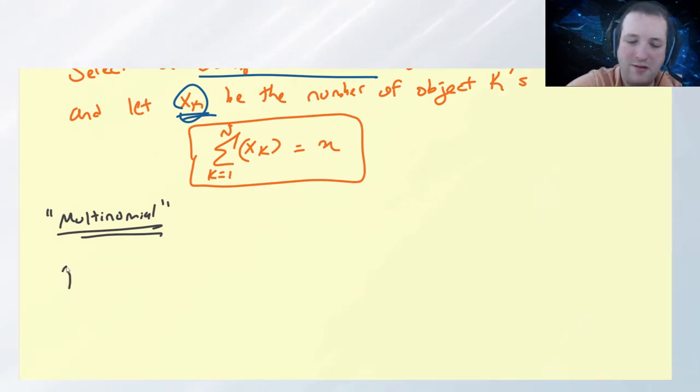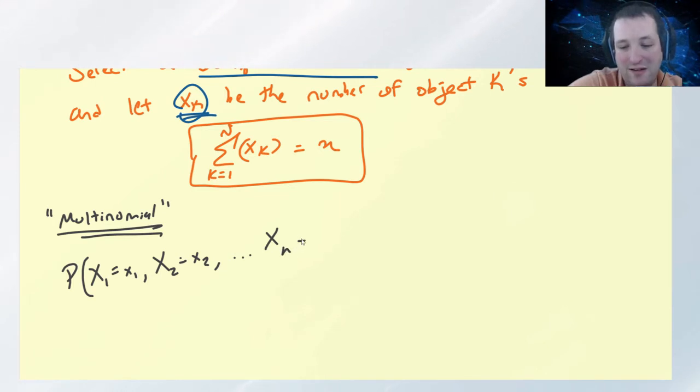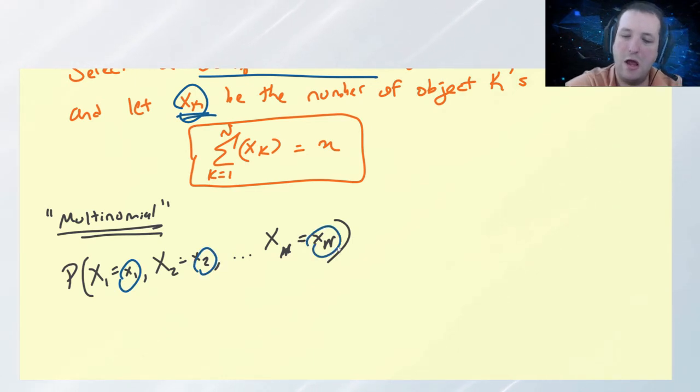So the probability that capital X1 is equal to little x1 and capital X2 is equal to little x2, all the way down to capital XN is equal to little xN. Those are capital N's, by the way. So what is the probability that we have 5 red, 2 yellow, 3 brown, 5 white, 2 black, 7 pink marbles in our bag of 50 or something like that, right? So the total number, the sum of x1, x2, up to xN, must be little n, or sample size.